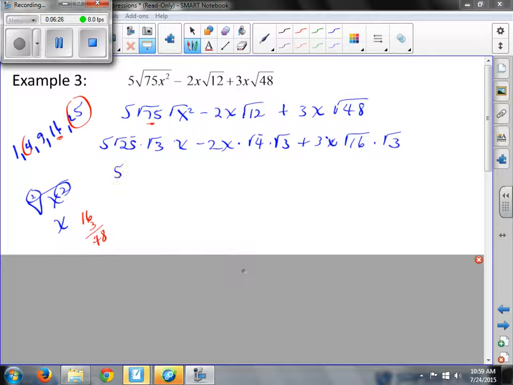So now let's simplify this. We'll have 5 times the square root of 25 is 5. And then we have the square root of 3, and then we have times the x, minus 2x. The square root of 4 turns into 2, and then we've got the square root of 3, plus 3x. The square root of 16 turns into 4, and then we've got the square root of 3.